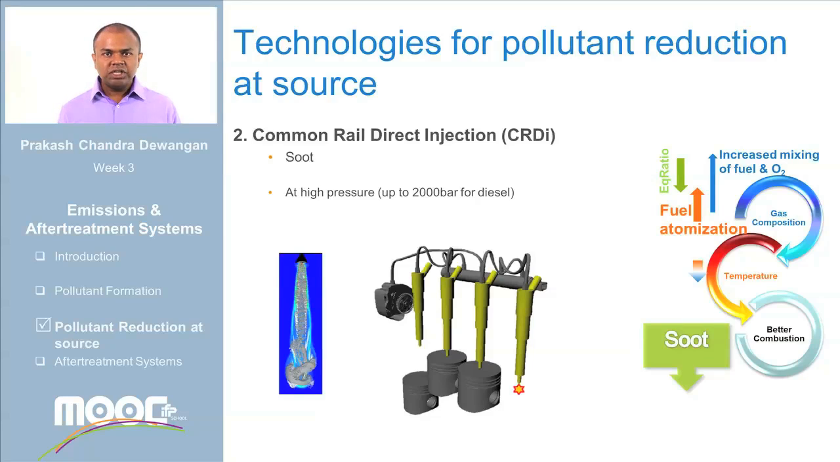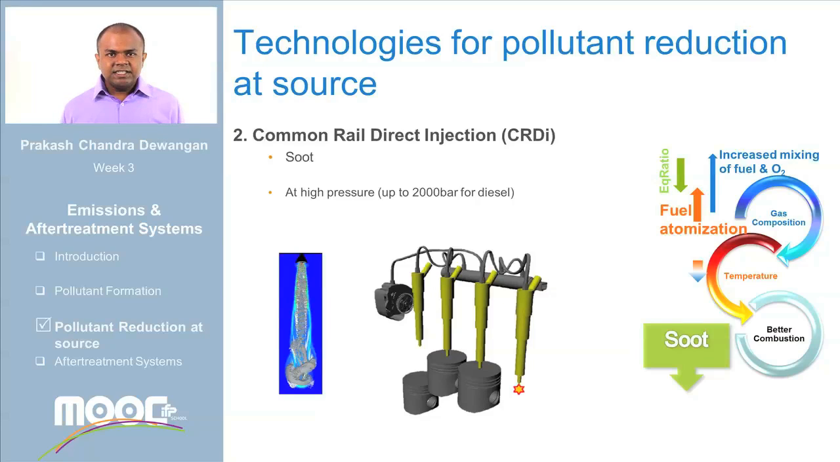The idea is to inject the fuel at very high pressure into the engine. The pressure can go as high as 2000 bar for diesel engines. Fuel injected with this high pressure atomizes rapidly, giving very small droplets, which mixes quickly with the air around the jet. It can be seen in this blue picture of the simulation of high pressure jet injected in a gas. In the middle, you can see a typical common rail system with injectors shown in green and a common rail attached to them at the back.